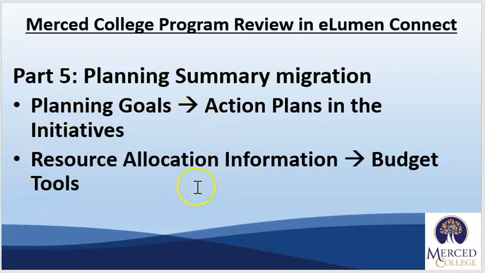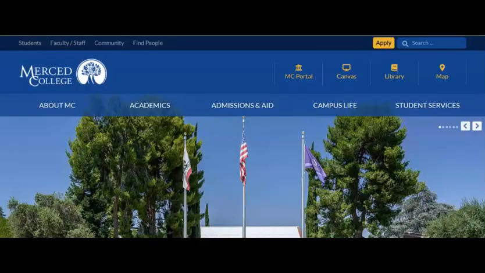And part of that equation there is this idea of sometimes the changes that you're going to make are going to require resources. And so that's where we have our resource allocation information. And we're going to start using the budget tools within eLumen.